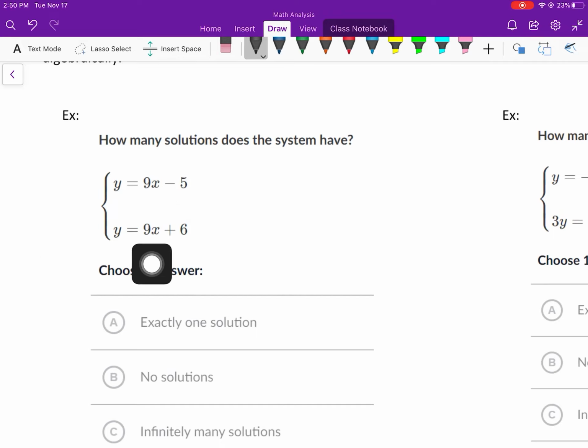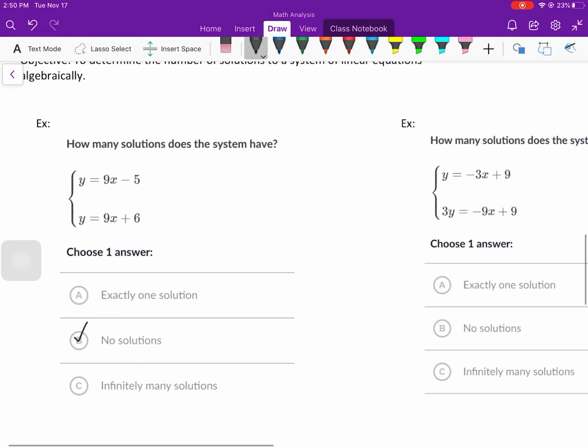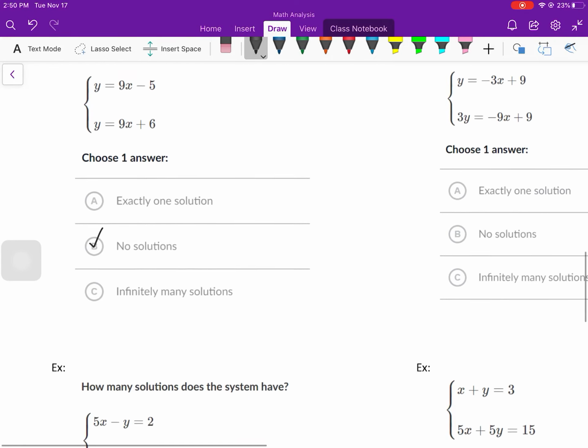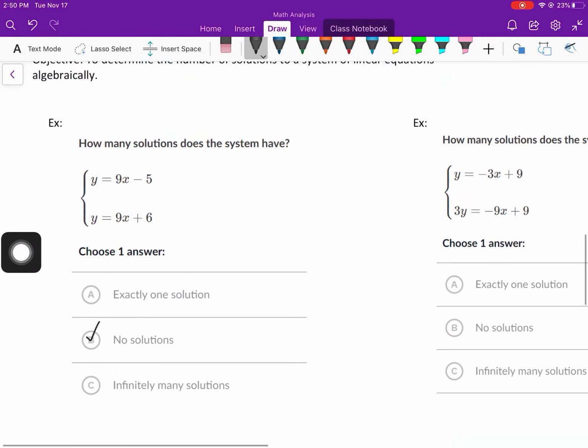You can always just analyze it. It has the same slope, different y-intercept. You know they're going to be parallel. We already know that's going to be no solution. Now, if you can see that, great. If you don't see that, then we're going to do substitution to analyze that. And then we also have elimination, usually a much easier, faster way to do that.